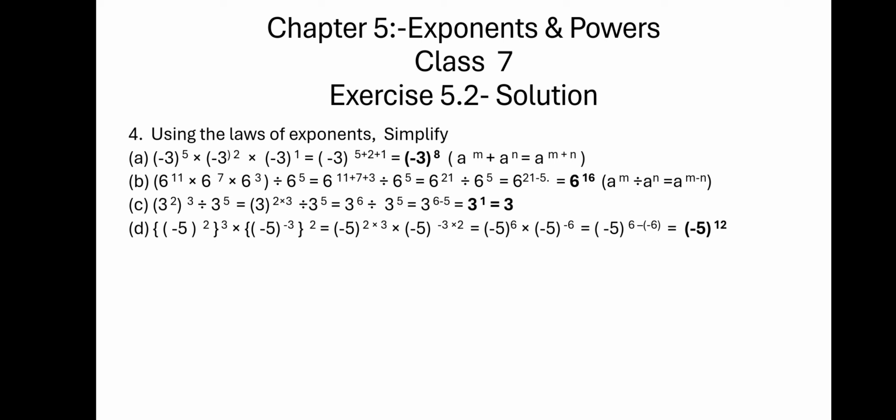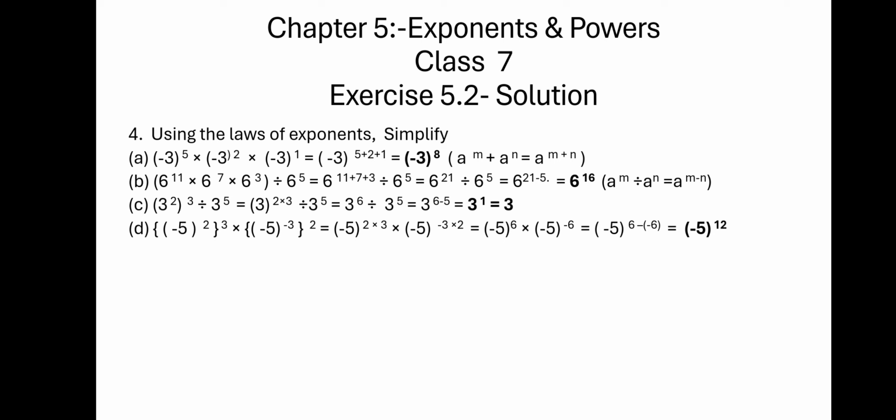D question. (−5)^2 to the power of 3 into (−5)^(−3) to the power of 2 will be equal to, now we have to again use the law (a^m)^n, so a^(m×n). So (−5)^(2×3) into (−5)^(−3×2). So that gives you (−5)^6 multiplied by (−5)^(−6).